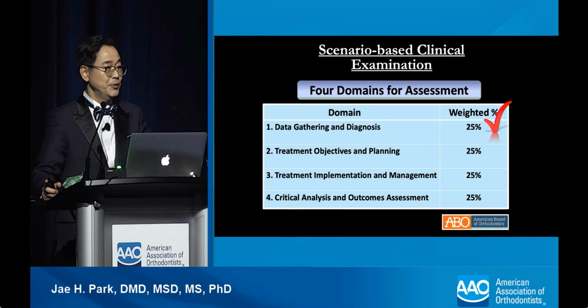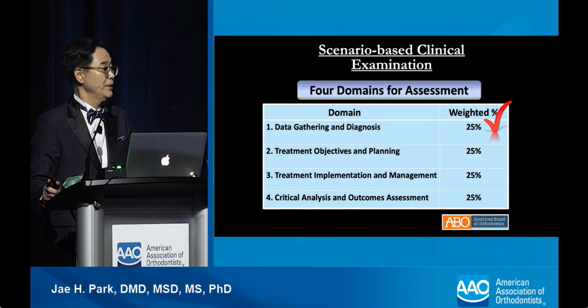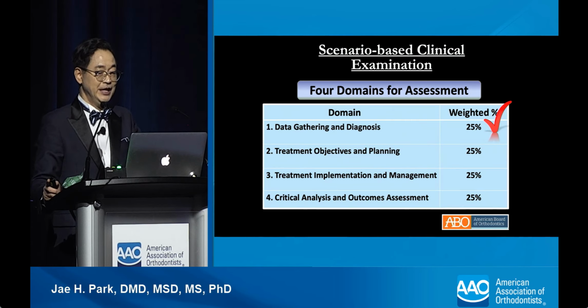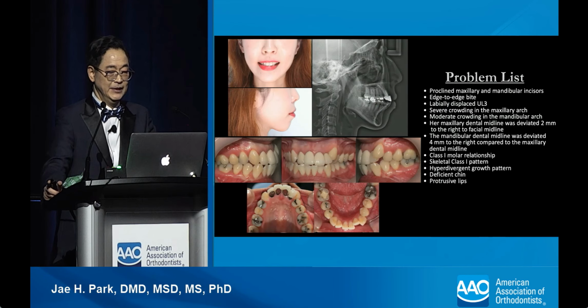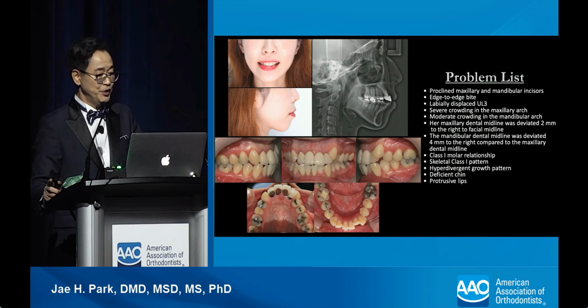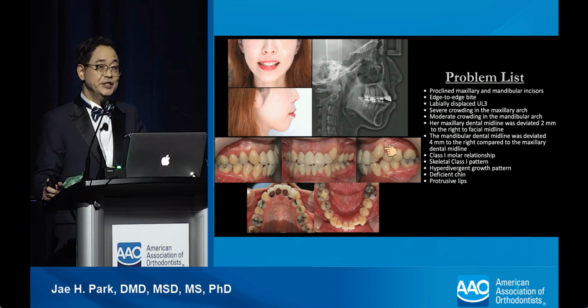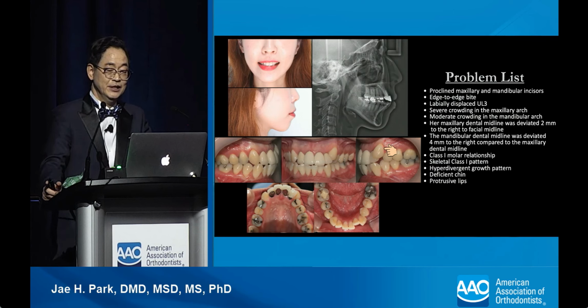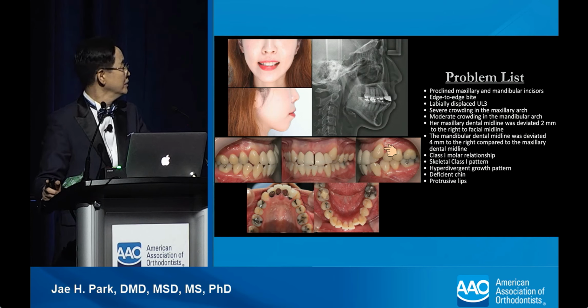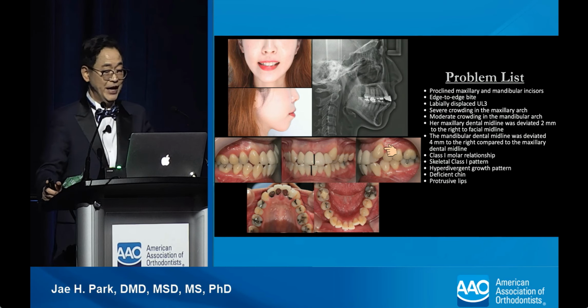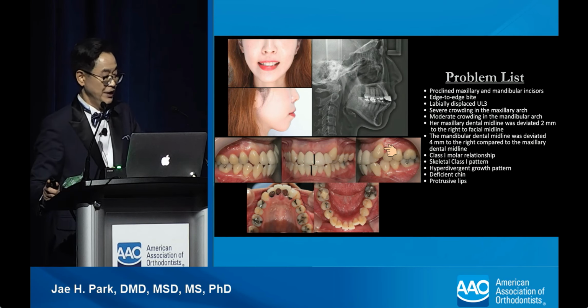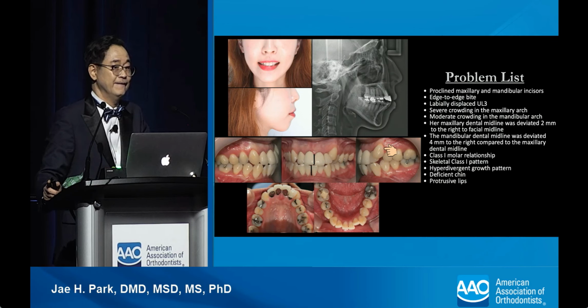In the ABO scenario-based clinical exam, let's review domain 1, data gathering and diagnosis. This is her problem list: proclined incisors, edge-to-edge bite, labially displaced upper left 3, crowding in both arches, dental midline deviation, hyperdivergent skeletal class 1 pattern, deficient chin, and protrusive lips. How would you treat this case?